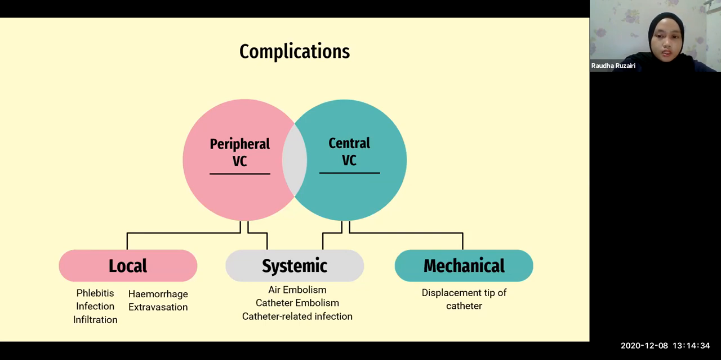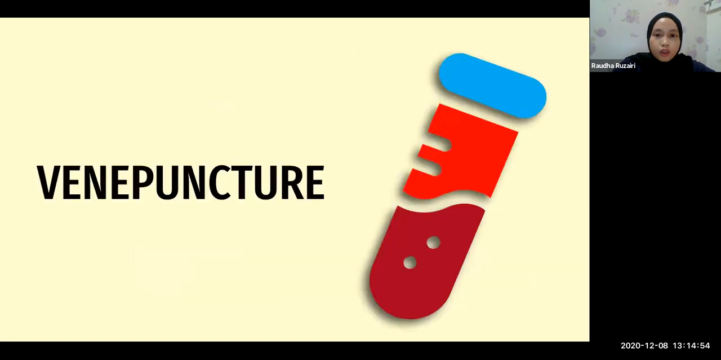And for central venous catheter, we have mechanical complication. That is when during insertion of the CVC there is failure to correctly place the catheter, which may lead to cardiac arrest, pneumothorax or hemothorax. So it's important to verify the location of the catheter tip using X-ray after the procedure for central intravenous placement. So the next one we move to venipuncture.